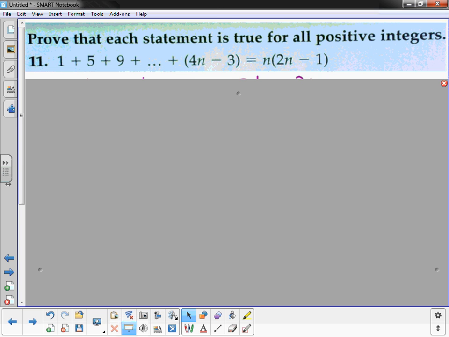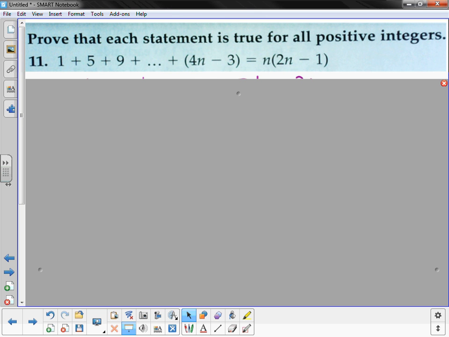So let's prove that each statement is true for all positive integers. The problem that I have here, problem number 11, is out of the textbook. It's 1 plus 5 plus 9 plus ... so it's going to go on forever, plus (4n minus 3), equals n(2n minus 1).